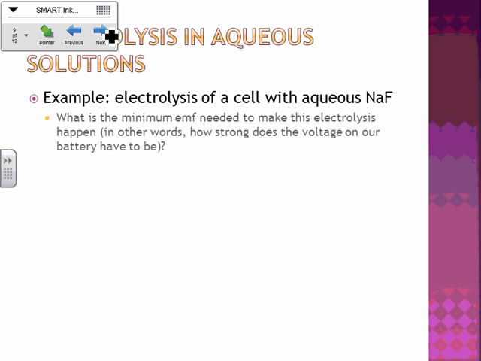Minimum EMF needed to make this electrolysis happen. How strong does the voltage on our battery have to be, in other words? Okay? So, again, this electrolysis, now we can sort of think of it as we're oxidizing and reducing water, and the sodium fluoride is in there to provide some ions so that current can flow through the solution. Okay, so now we were initially starting with this, trying to make solid sodium and fluorine gas. Now the NaF is just in there so that we can aid the process of making the H2 gas and the O2 gas. And we want to see how strong does the voltage on our battery have to be in order to make this occur.